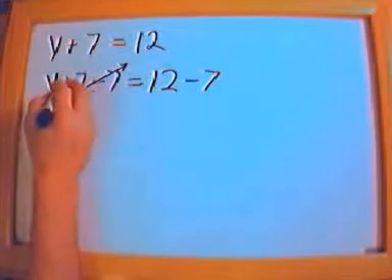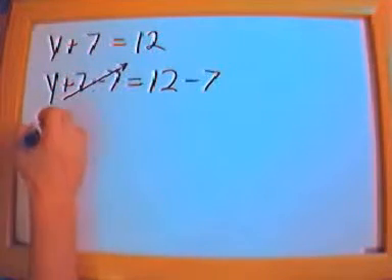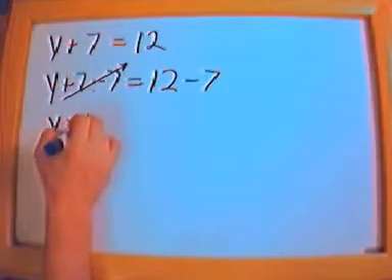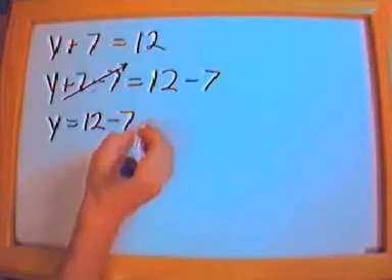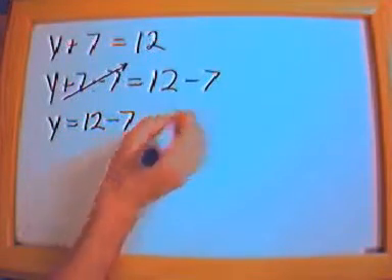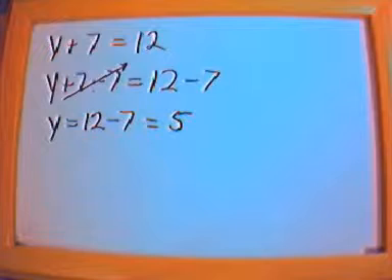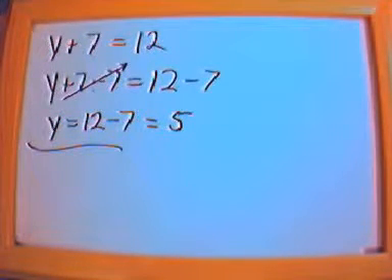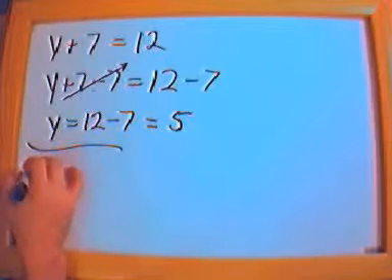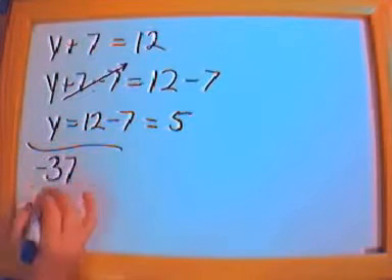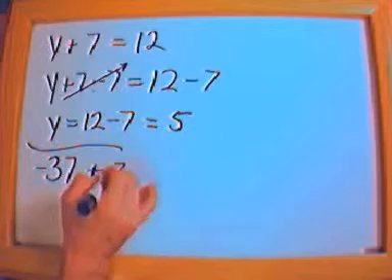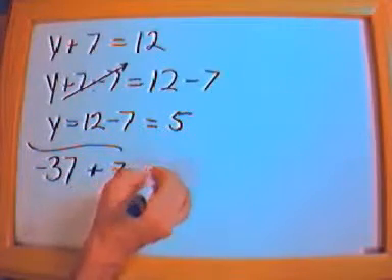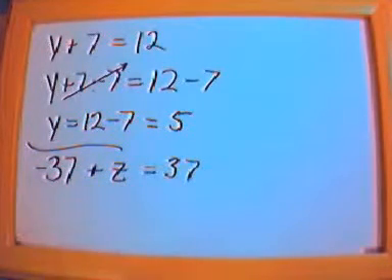This goes away because 7 minus 7 is 0. So I'm then left with y is equal to 12 minus 7, which is simply equal to 5. So y is equal to 5. And that's the answer. Now let's say I have something like negative 37 plus z is equal to 37.